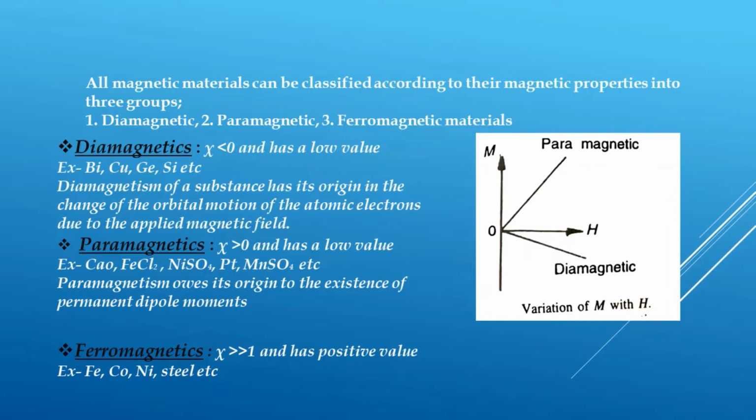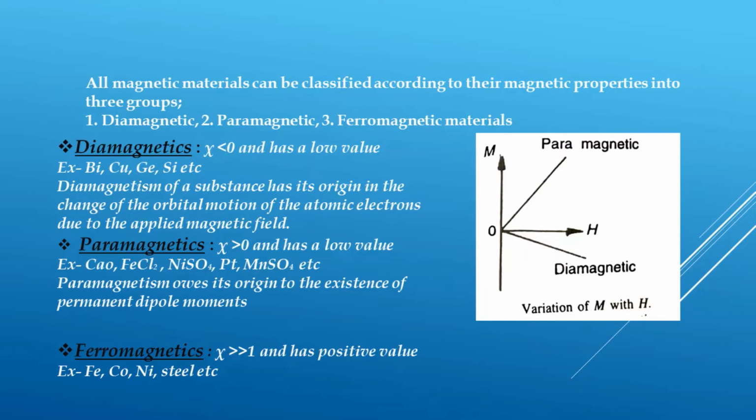So in the picture, you can see the M and H graph is basically linear, both for paramagnetic and diamagnetic material, right? But the difference is the slope is positive for paramagnetic material, and negative for diamagnetic material. Paramagnetic materials are ferric chloride, MnSO4, platinum, etc.